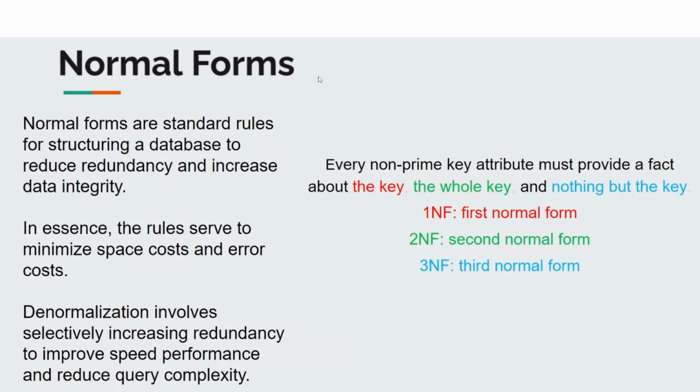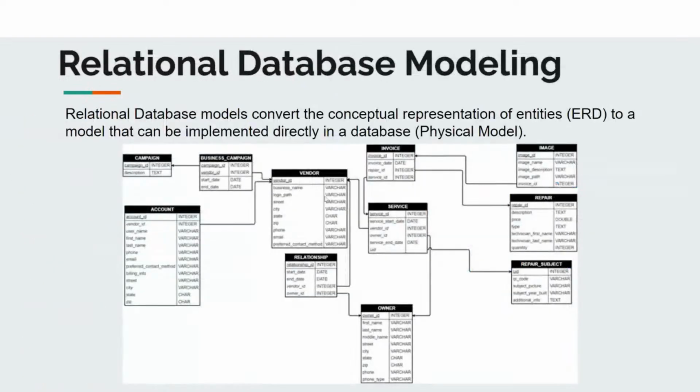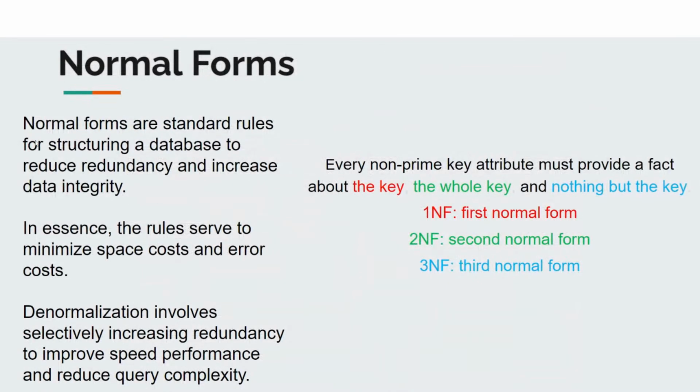So normal forms. This is what you call normalized data within your data tables. As part of this design consideration, you also want to consider these normal forms. The normal forms are standard rules for structuring a database to reduce redundancy and increase data integrity. It also increases performance, as far as minimizing space costs, processing time, and errors.